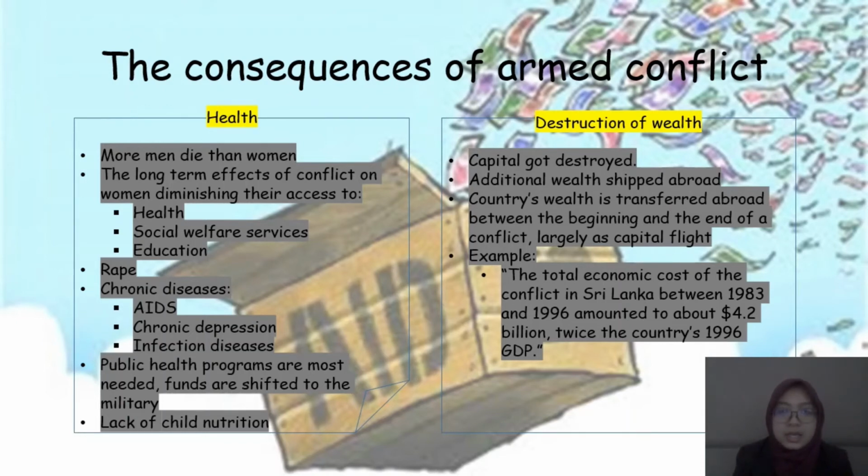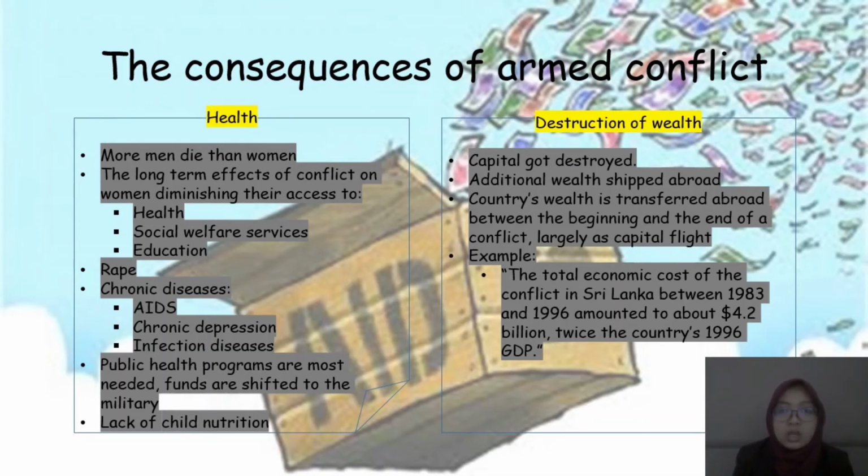The second is there will be a long-term effect on women because it will diminish their access to health, social welfare service and education. And there is rape. It is a very common scenario that happens when war happens in a country, because women and children are weak, and it will expose them to rape because they are not capable of defending themselves. And chronic disease also will occur in the war country during the war, such as AIDS, chronic depression and infectious disease, and chronic depression because the citizens are traumatized by the war.